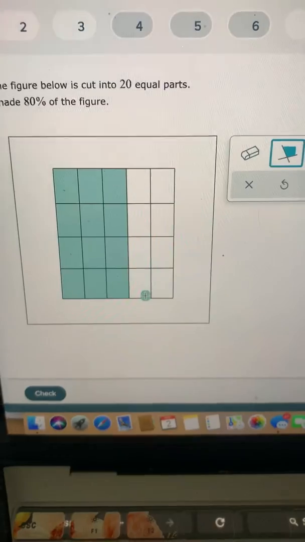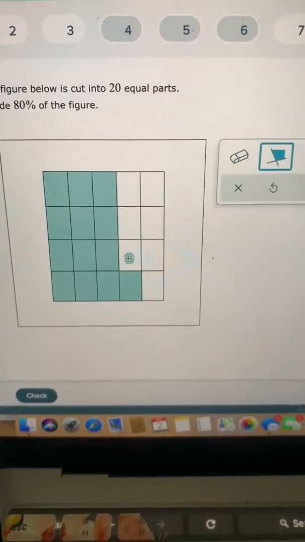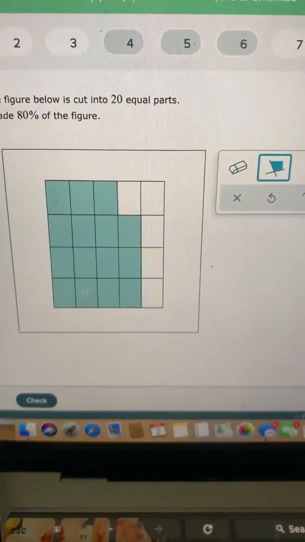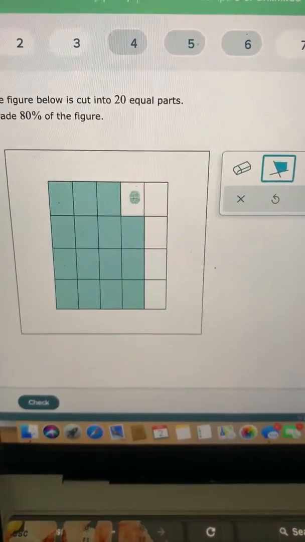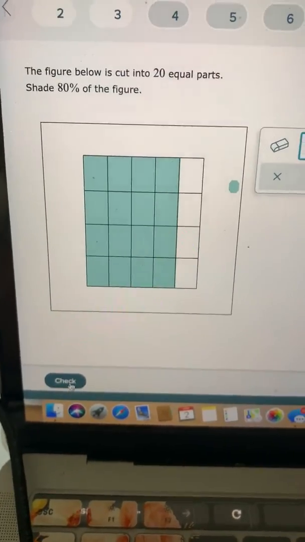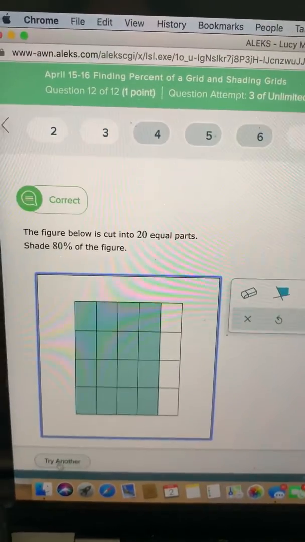We have... boom. Now we're going to go ahead and check it. And it's correct.